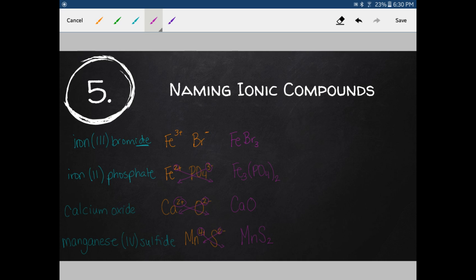Now, if we go the other way, if I take a look at a different example, let's take a look at this example. Let's put a little line in the middle. We're looking at a different example here. Lead bromide.